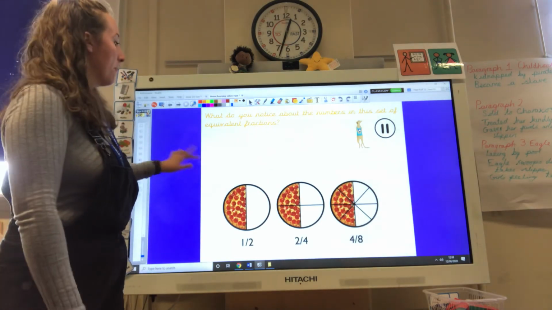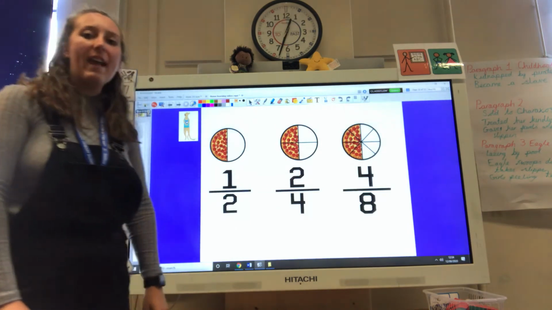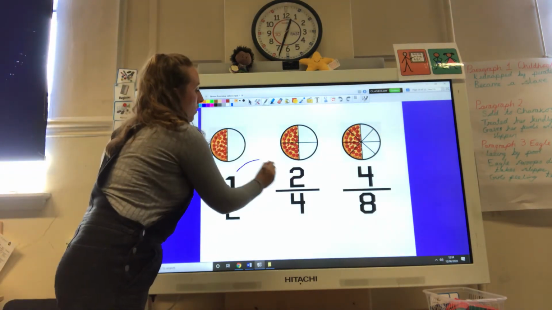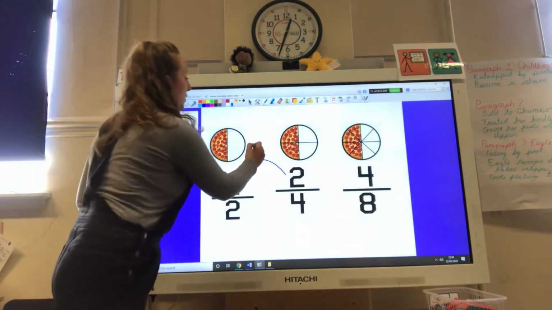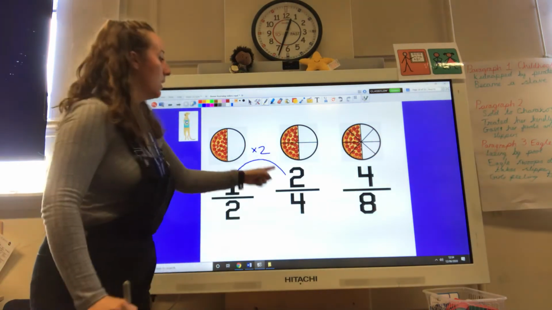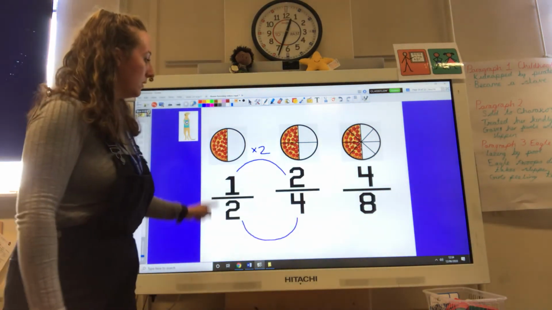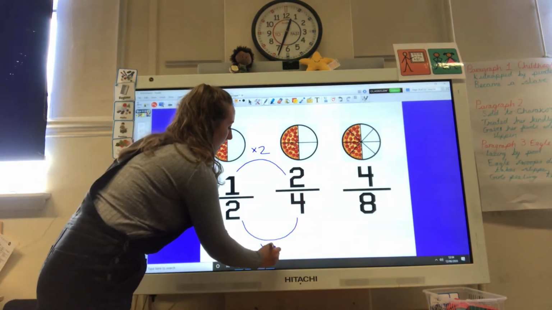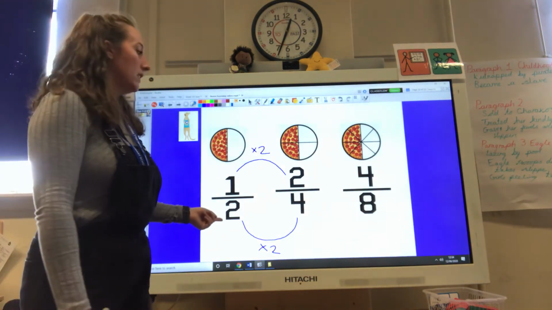Okay, let's have a look. So I've got 1/2, 2/4 and 4/8. I notice that I double 1 to make 2. And when I'm doubling, I'm timesing by 2. So 1 times 2 makes 2. And I notice that I'm also doubling the bottom number. I'm also timesing it by 2. So I've timesed my numerator by 2 and I've timesed my denominator by 2.